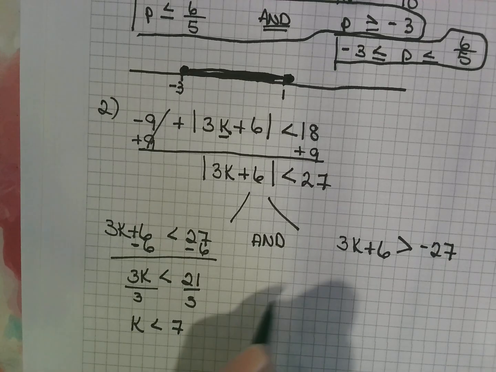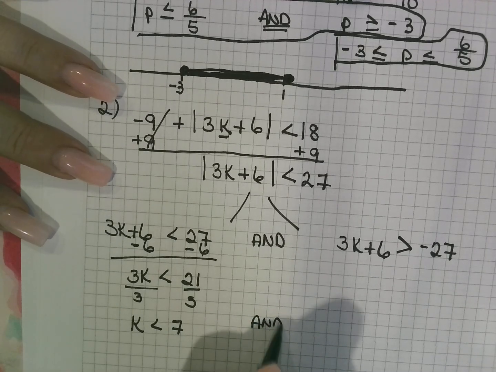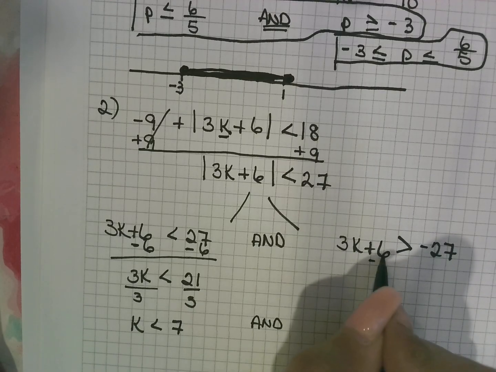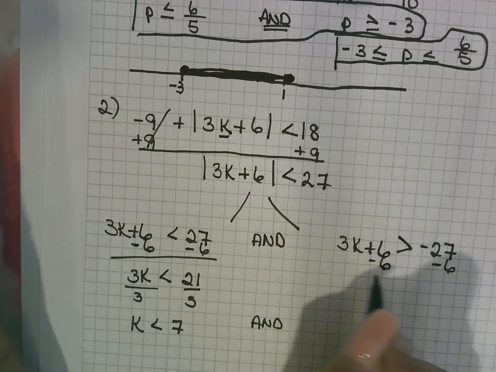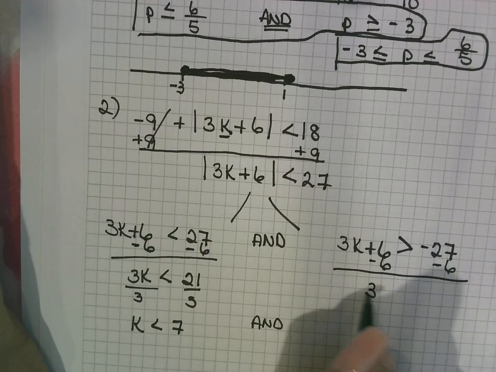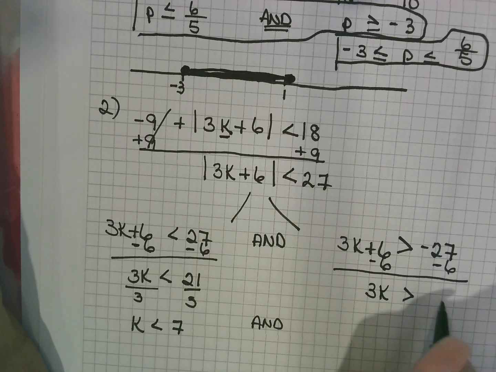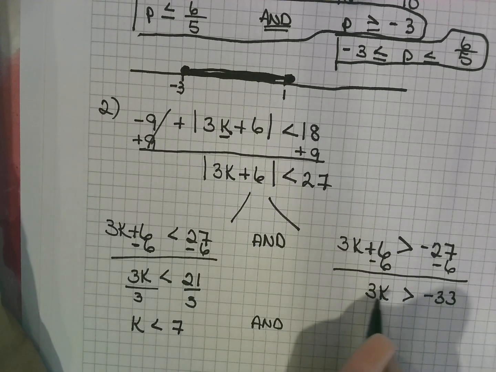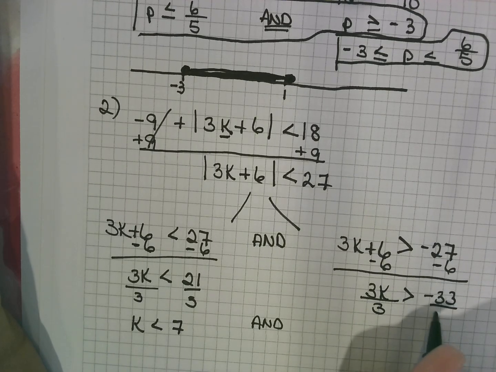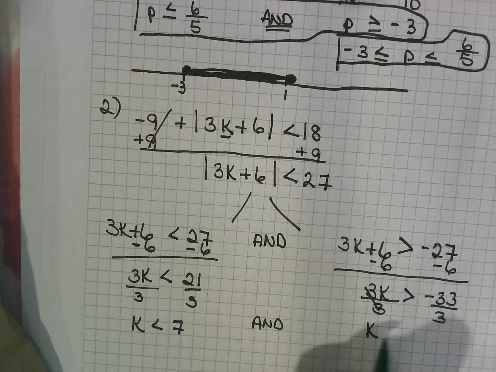And over on this other side, again, we have the and statement. We're going to subtract 6 from both sides, and we'll be left with 3k greater than negative 33. We divide both sides by 3, and k is greater than negative 11.